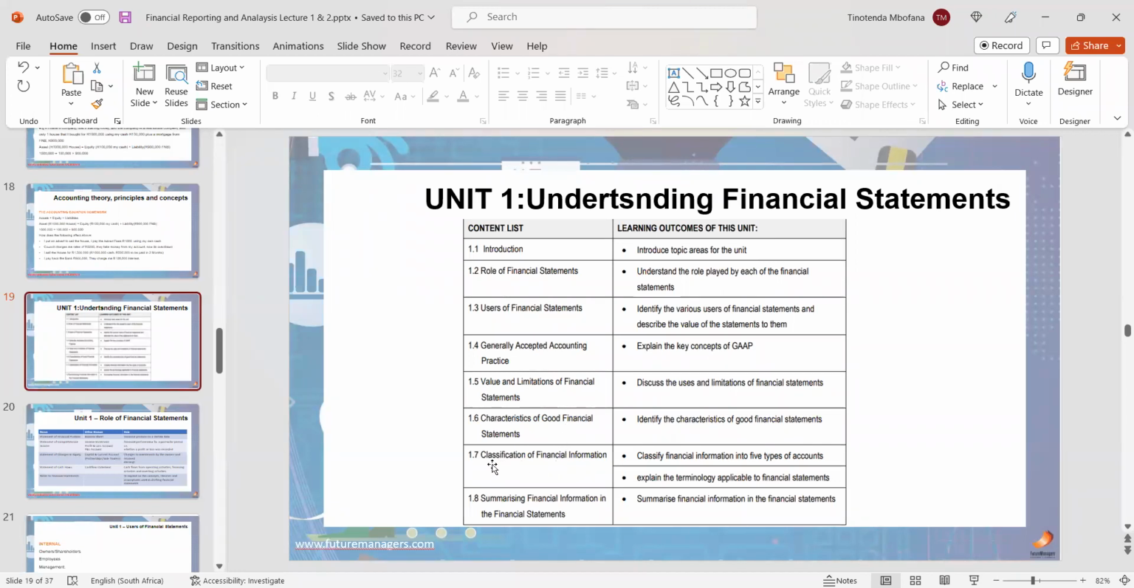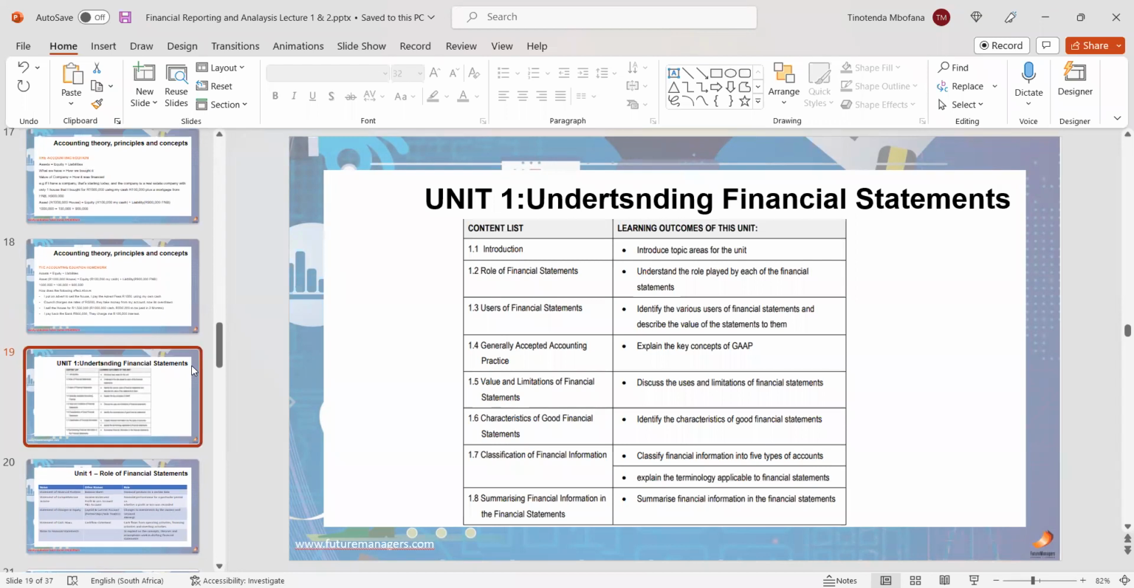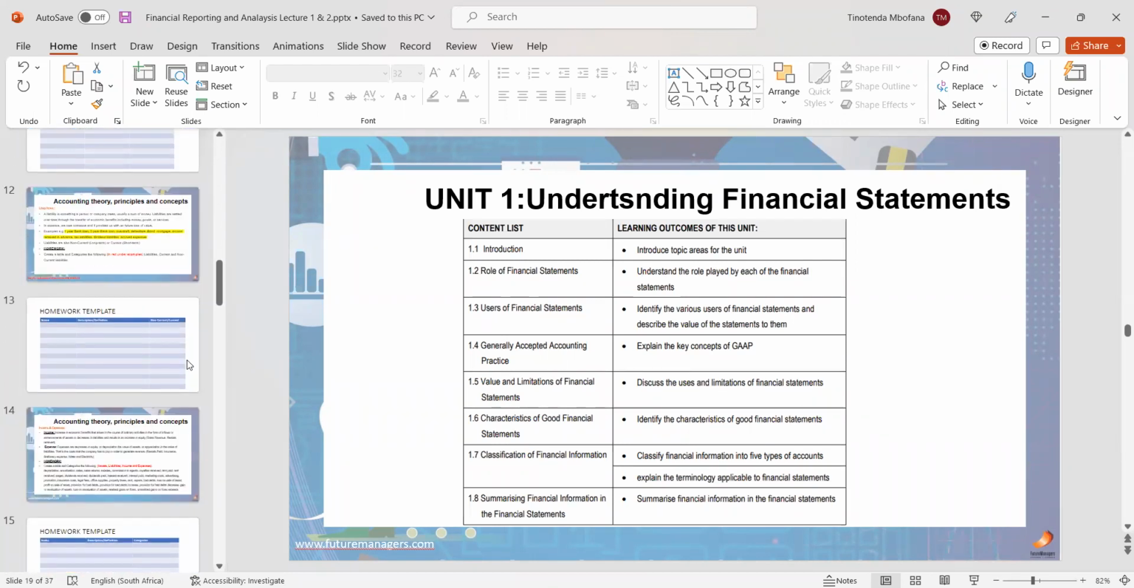But what I want us to do is 1.7, classification of financial information. The reason why I want us to do this one first is that the information and the examples that we're going to use under 1.4, 1.5, and 1.6 need you to understand some terminology that I'm going to be using. So in 1.7, we're now talking about terminology. So if we do 1.7, and then in our next class, we'll do 1.4, 1.5, and 1.6, and then we can move on to start doing the calculations. All right, so let's do a classification of financial information.